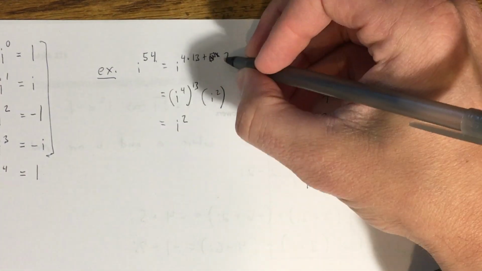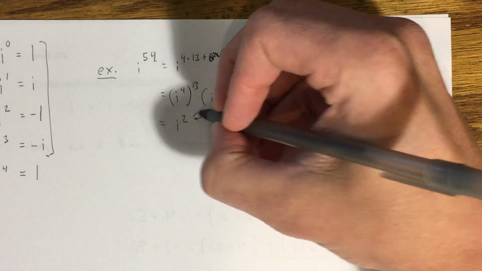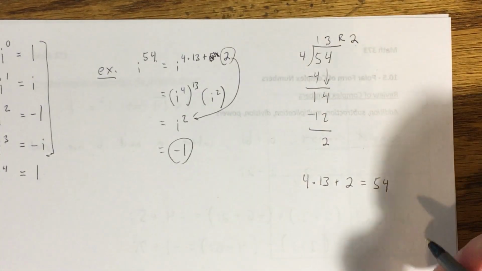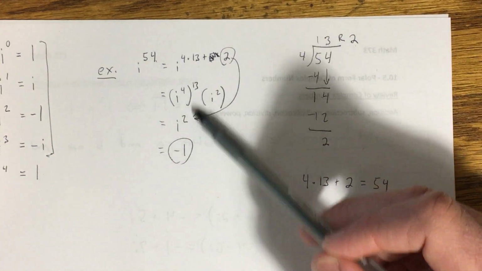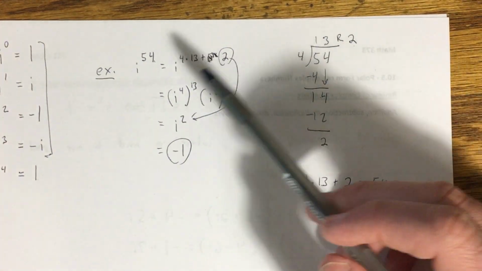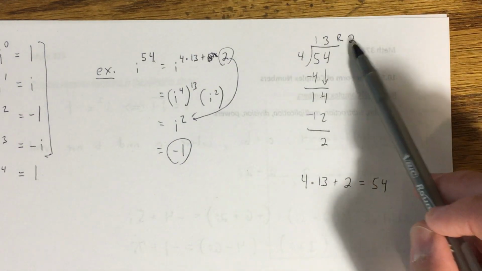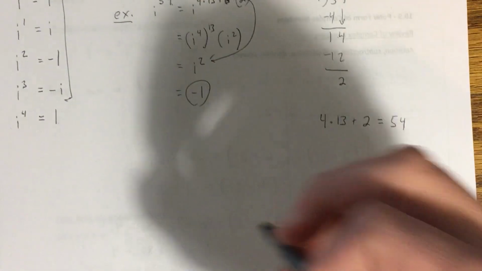Notice that i squared was the remainder. i squared we know is equal to negative 1. So I can bypass all of this stuff if I just change i to the 54th into i to whatever my remainder was, i squared. One more example like that.